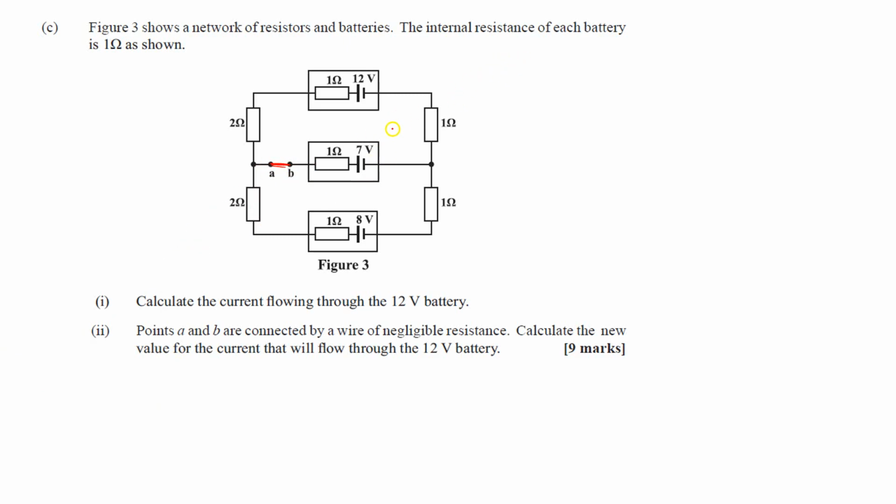So one of the first things we must do is to identify our loops. So this is loop 1, or we can call it A, and then, all right, so we're flowing the current this way.